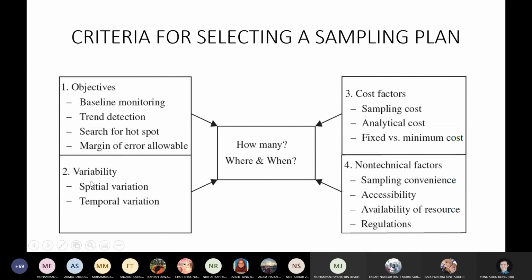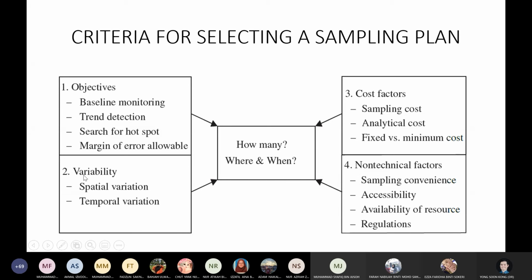What kind of variables? Well, of course, the variables depend on the objective. Sometimes the data user wants to know the changes of pollution over a long stretch of time. So that will be temporal variation.